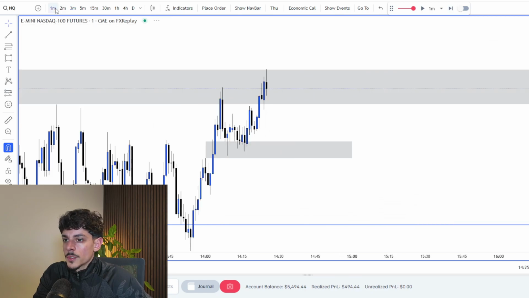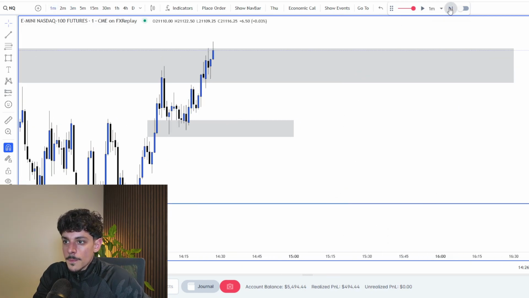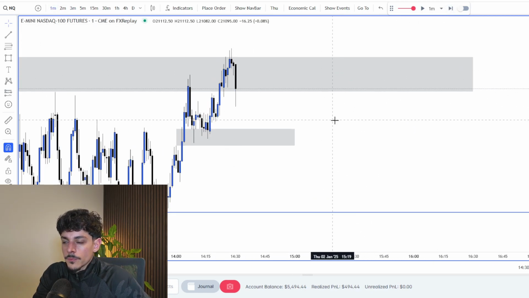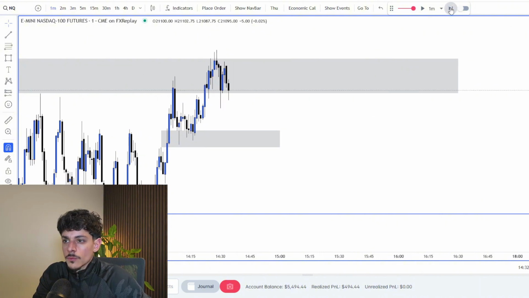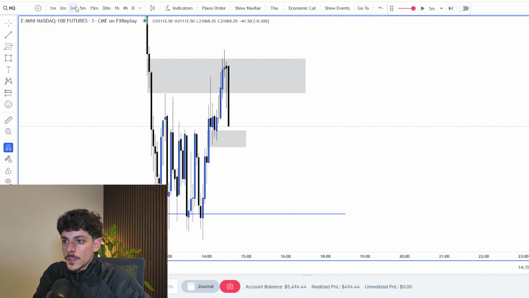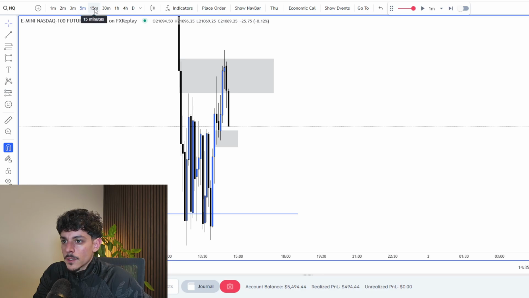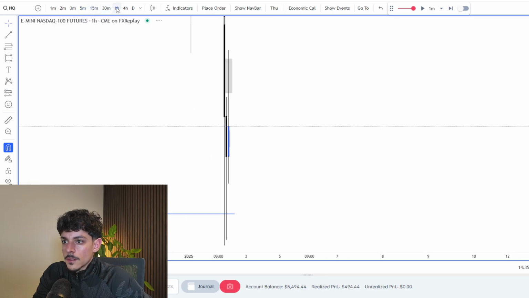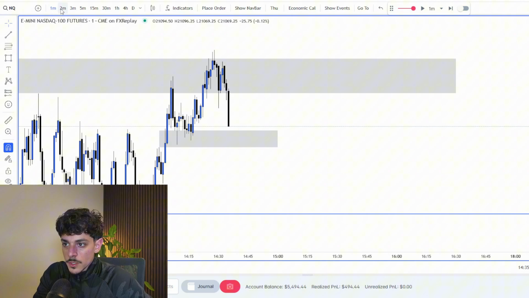We went up again. We held that fair value gap. So here, this is where we disrespect. This is where we disrespect that 2-minute fair value gap right here.